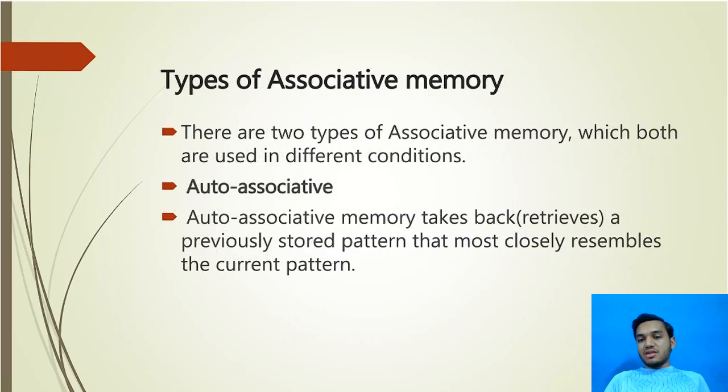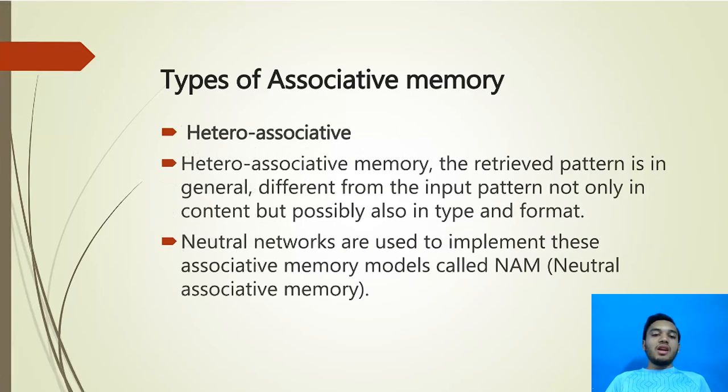There are two types of associative memory, which are used in different conditions. First is auto-associative and second is hetero-associative. Firstly, auto-associative memory takes back a previously stored pattern that most closely resembles the current pattern. The new pattern will be formed around the previous pattern. The second type is hetero-associative memory, where the retrieved pattern is in general different from the input pattern, not only in content but possibly also in type and format.